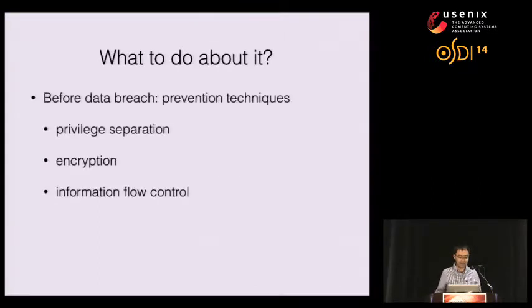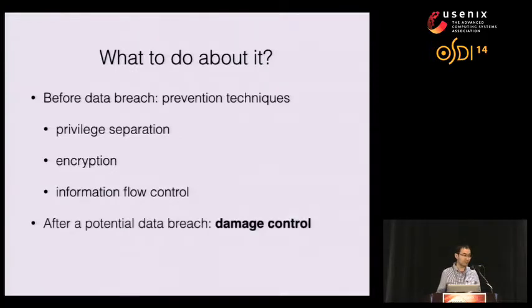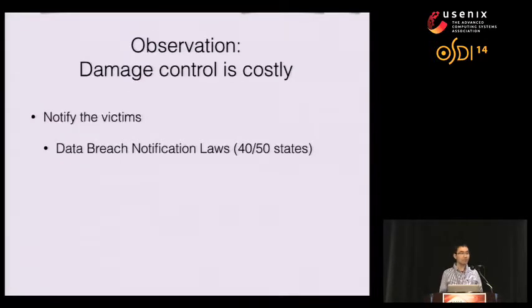Well, people have devised several techniques to deal with this problem. Before a data breach happens, we have many prevention techniques, such as privilege separation, encryption, and so on. However, regardless of these efforts, data breach still happens because we are human and we make mistakes. So what people can do after a potential breach is try to control the damage. But the problem with damage control is that it is usually quite costly.